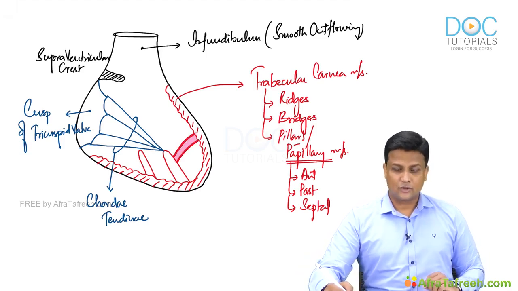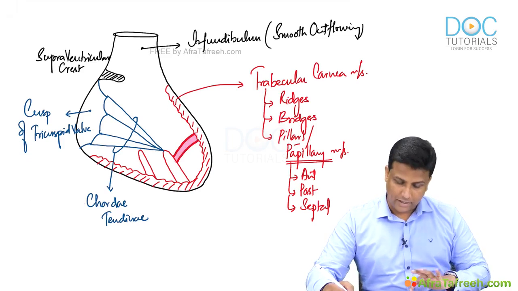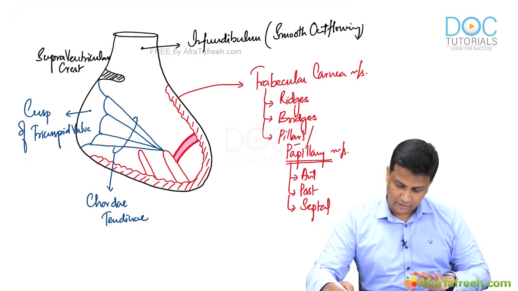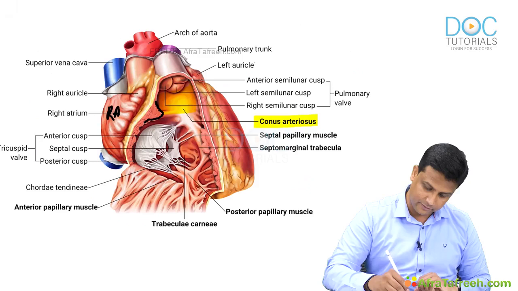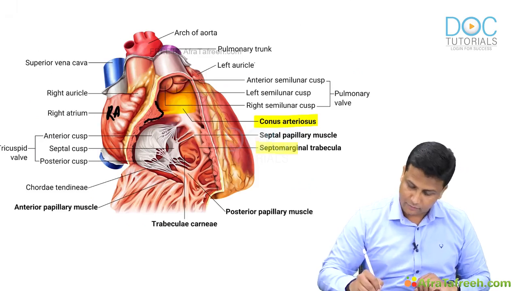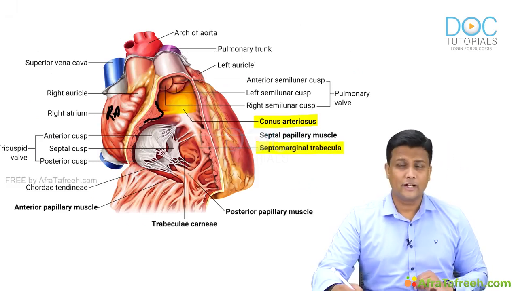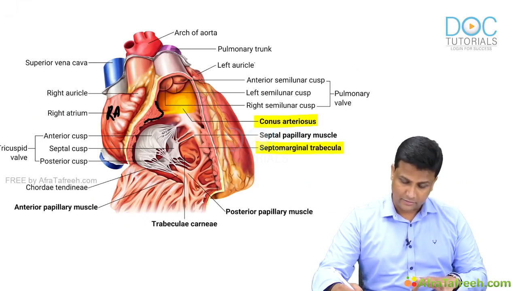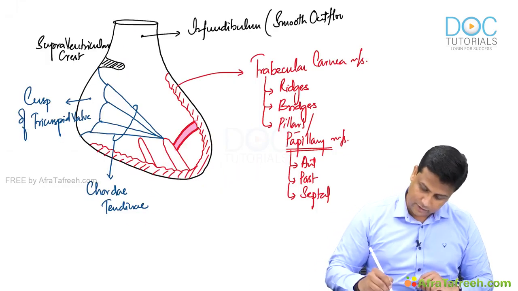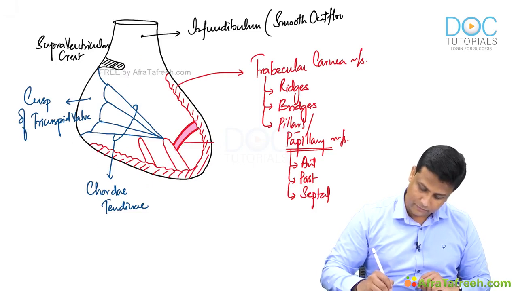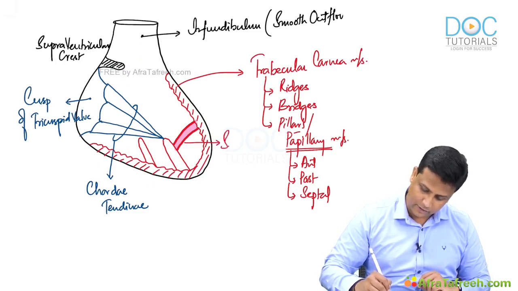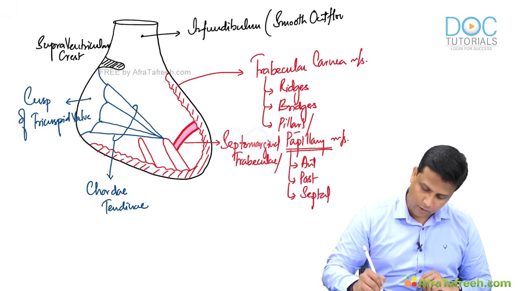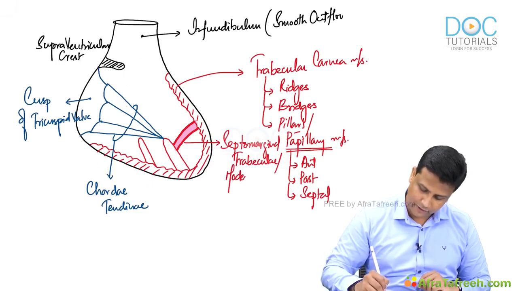So that is actually the septomarginal trabeculae. Just appreciate here in this diagram. Yes, this is the septomarginal trabeculae, or it is also known as the moderator band. Okay, it has been asked many times in your exams. So this one here will be the septomarginal trabeculae, or else it is also known as the moderator band.